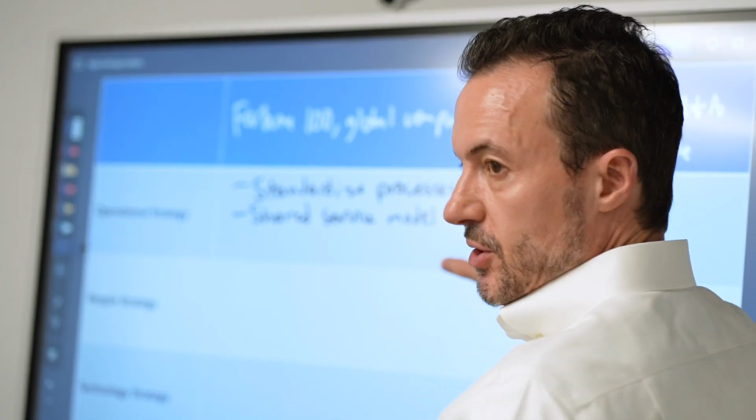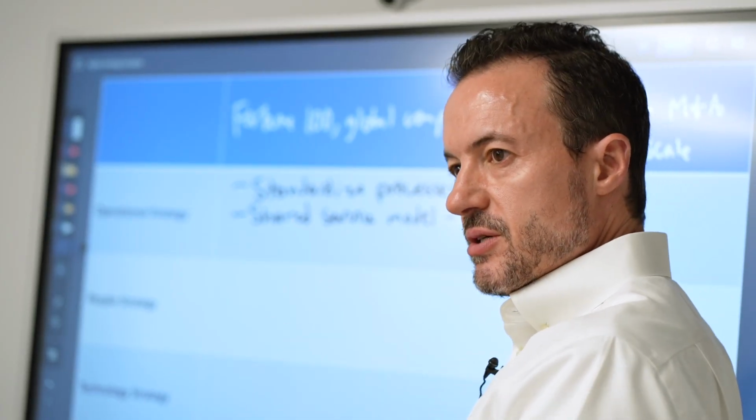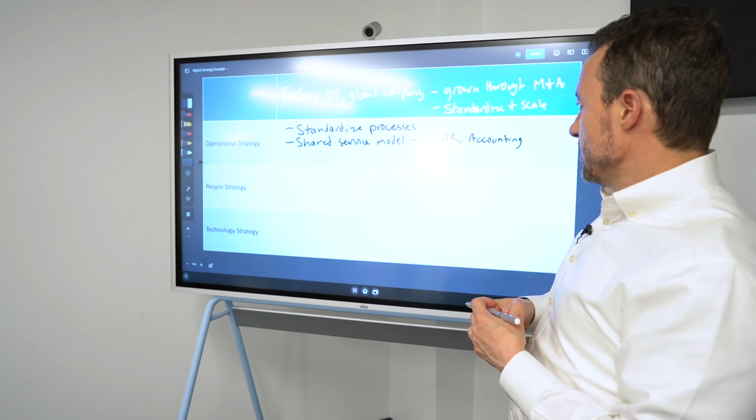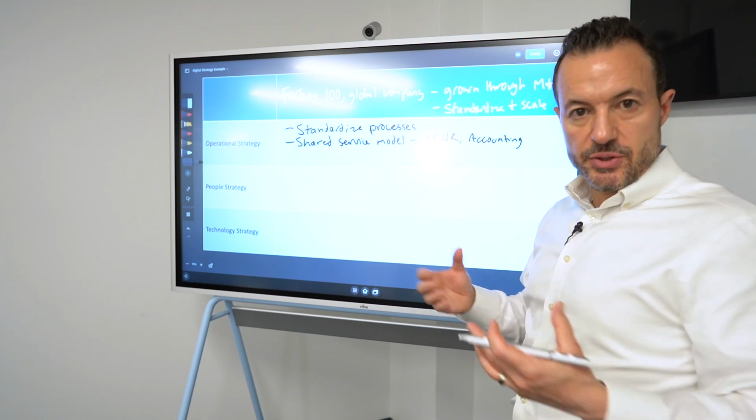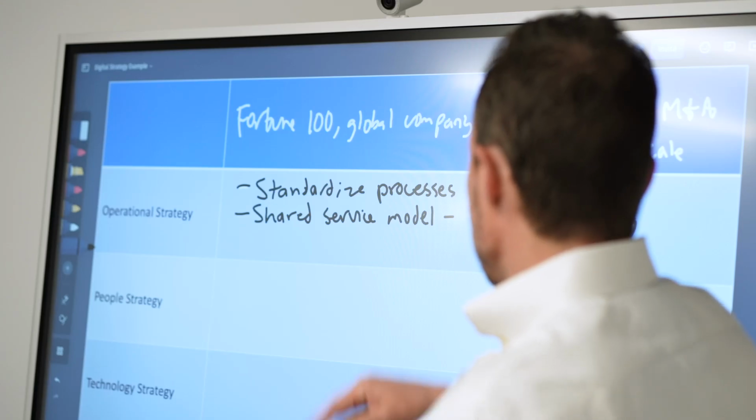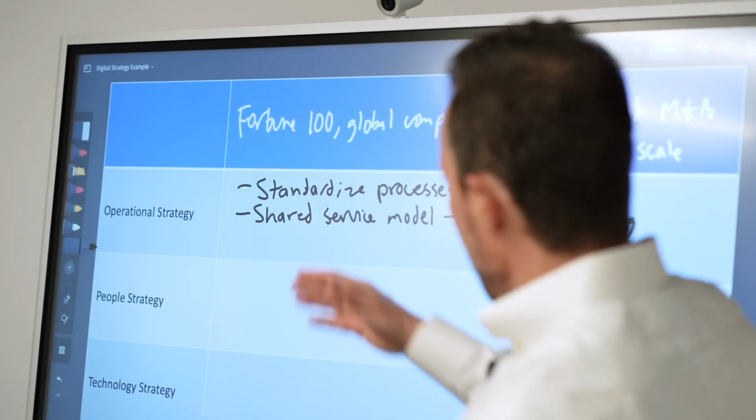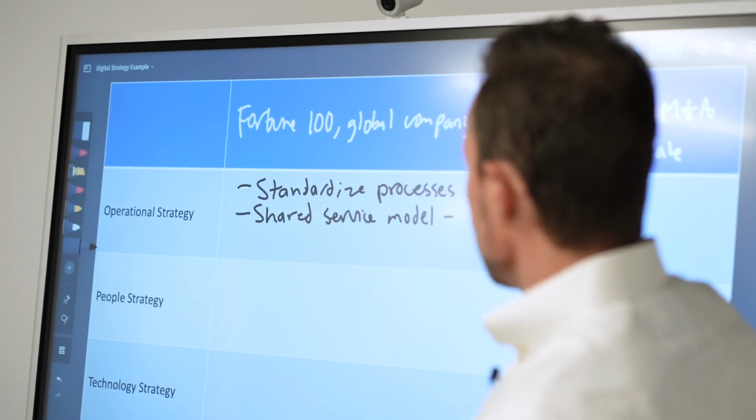And that's going to help us drive down cost. It's going to help us drive consistency across the organization. And it's going to allow us to be better prepared to scale as an organization. So that shared service model is something that you might find in this sort of scenario.